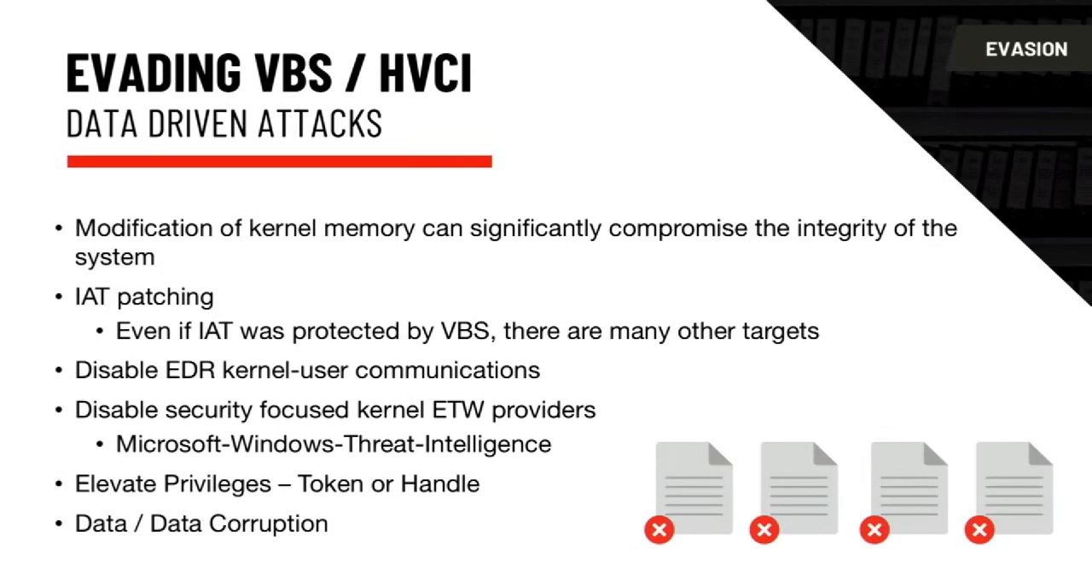HVCI prevents unsigned code, but it does nothing to protect against general kernel tampering. So basically, you can still corrupt key data structures in the kernel and in any drivers that are loaded. For example, you can modify the import address table of certain drivers on the system, just like Dooku 2.0 did on the Kaspersky driver. You can knock them out, make them do nothing. You can disable EDR kernel to user communications. You can disable security focused kernel ETW providers, such as Microsoft Windows Threat Intelligence. You could also elevate privileges by modifying tokens or handles from kernel mode, and basically a variety of other data corruption attacks.